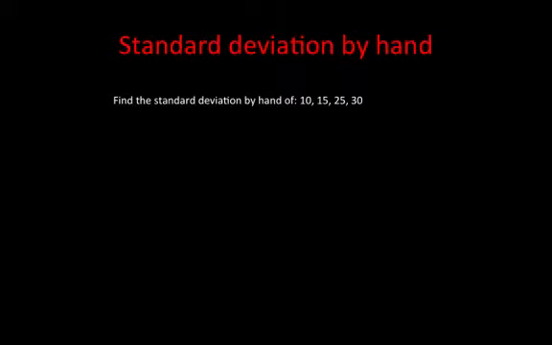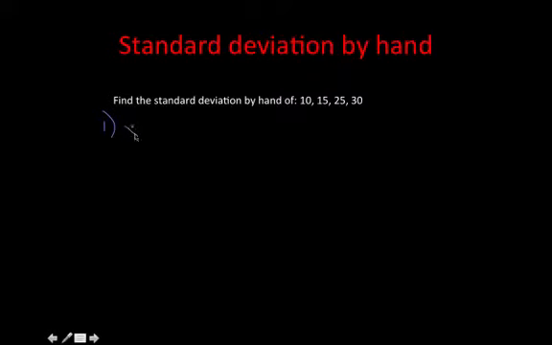So, we have a small set of data: 10, 15, 25, and 30. I wanted to do a small set of data because really finding the standard deviation by hand is not fun. You can tell that I don't really like doing this. It's just a lot of steps. Our first step is to find the mean of the data.